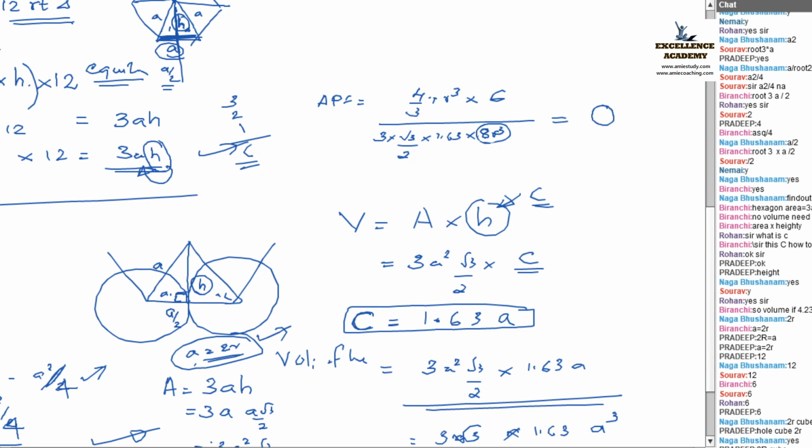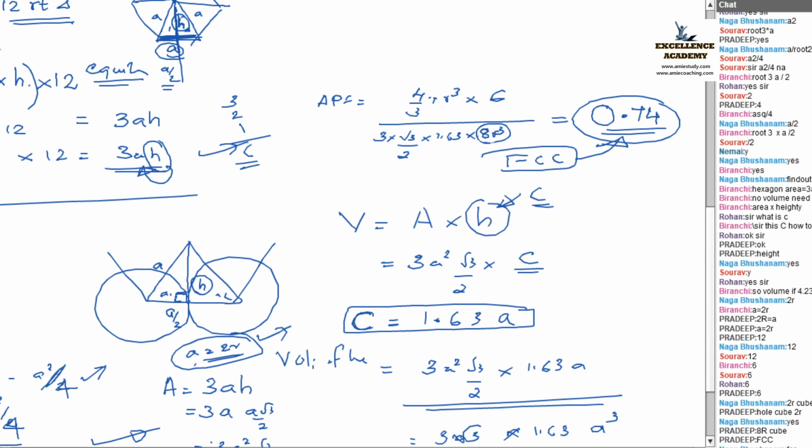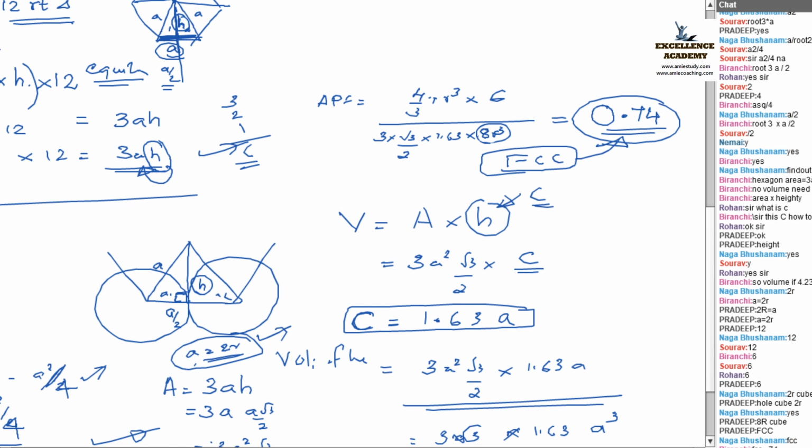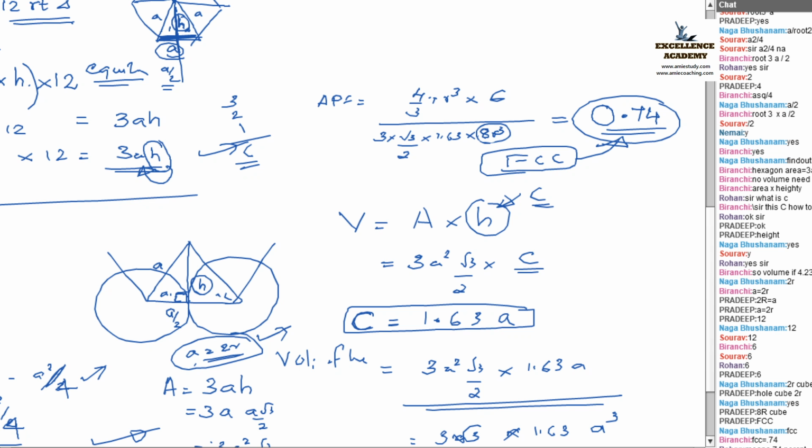So again you will get the same answer. It is familiar. That is 0.74 is the answer. This same answer you got in the case of the face centered cubic structure. Got it? Yes. 74% is fully packed. So how much is the vacant space? 25 to 26 percent is vacant there. Got it.